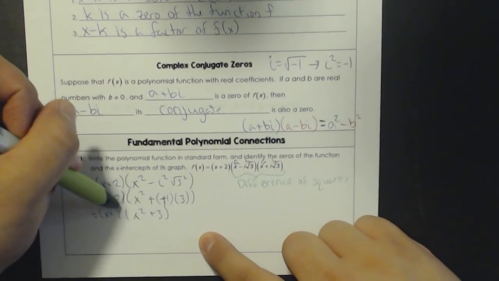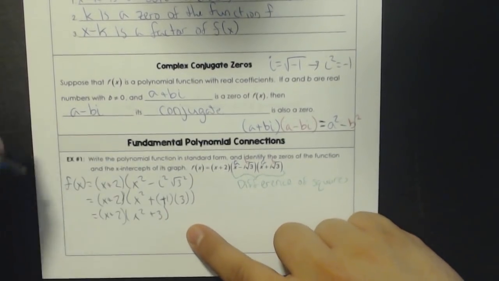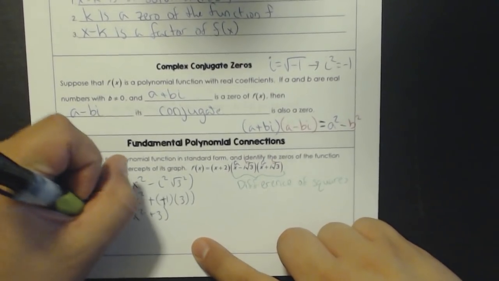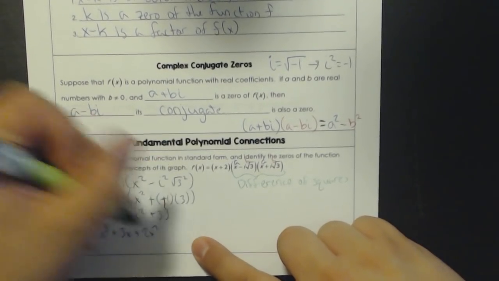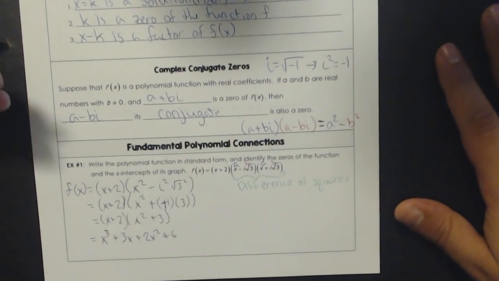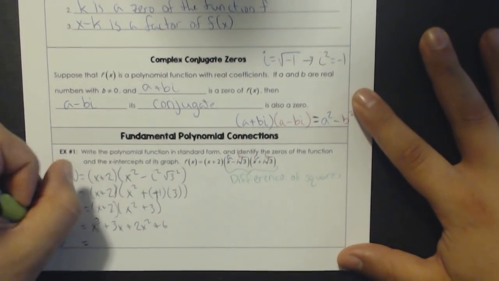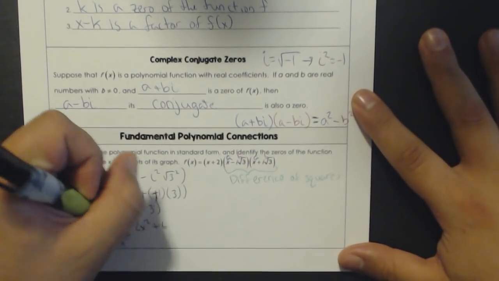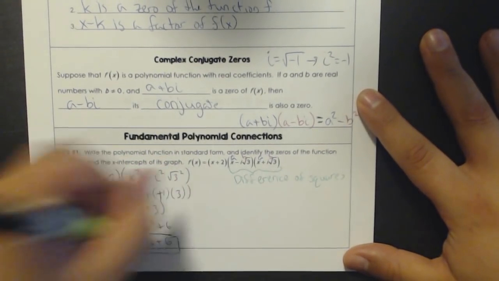And we just need to FOIL out these two binomials together. I multiply the x times the x squared. I get x to the 3rd power. x times 3 gives me plus 3x. 2 times x squared gives me plus 2x squared. 2 times 3 gives me 6. And all that's left is I need to write this in standard form. So I put this from highest degree to lowest degree. So f of x is equal to x to the 3rd power plus 2x squared plus 3x plus 6. All right.